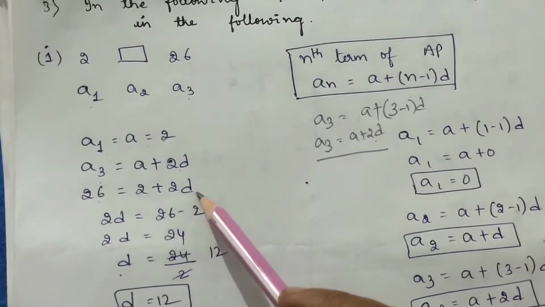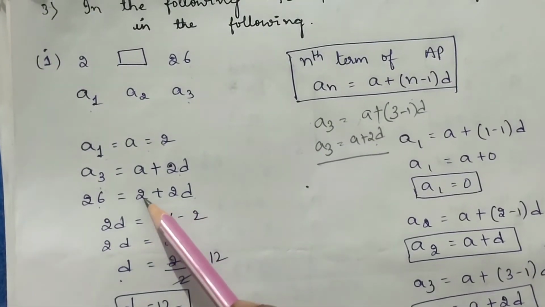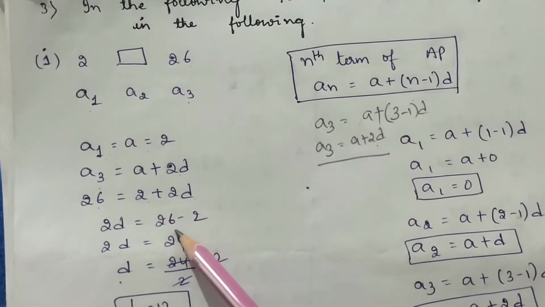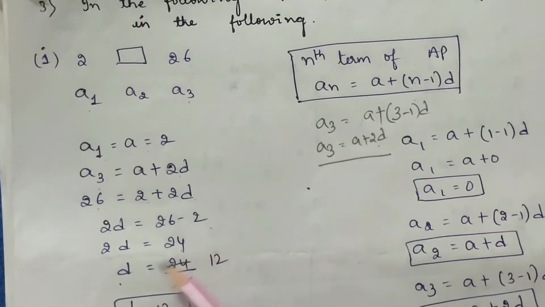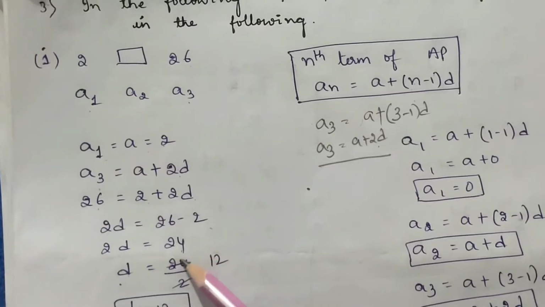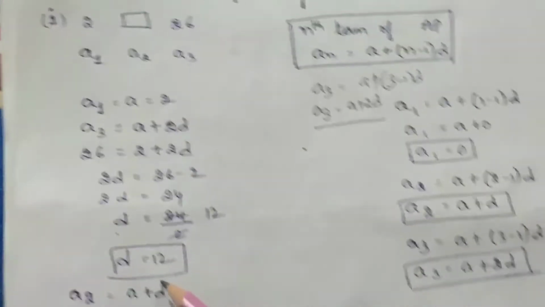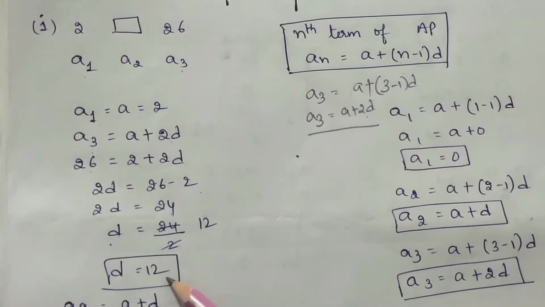Keep this 2d as it is, then shift 2 towards the left hand side. Then it is 26 minus 2 is 24. Then d is equal to 24 by 2. d is equal to 12.